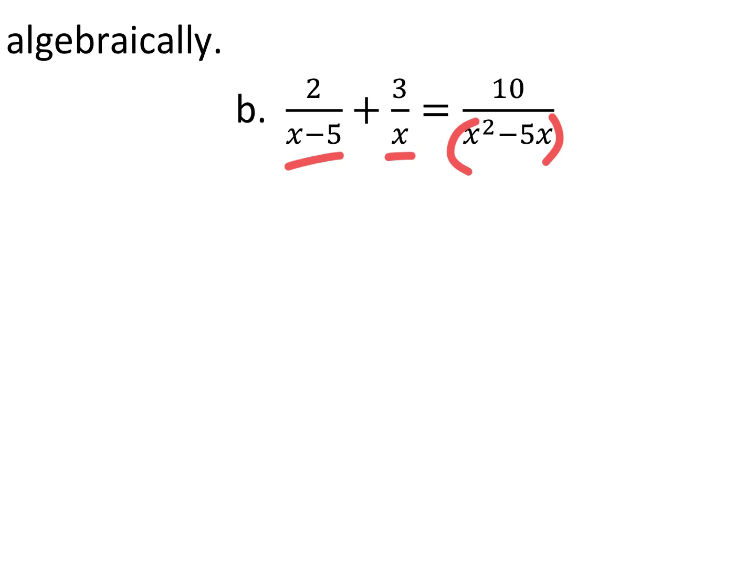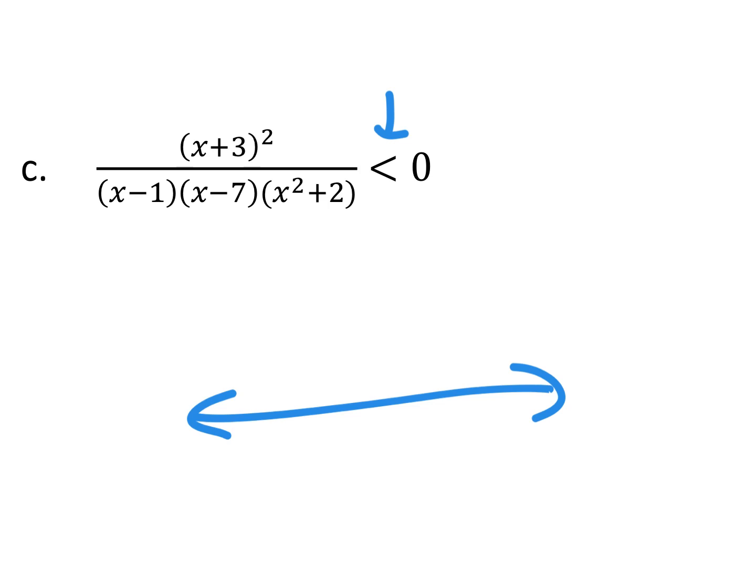All right, on to this kind. It's already pre-factored. That's pretty slick. So you've got to ask yourself, what makes the top 0? -3 does. What makes the bottom 0? 1 and 7. And some people rack their brains a long time on this, but you can't make that part 0. Even if you put in a negative number, it gets squared and it turns positive, and you can't make that part 0. So there's nothing to worry about there. There's nothing that's going to make that part 0. Okay, so now my 3 numbers to put on my number line are -3, 1, and 7.